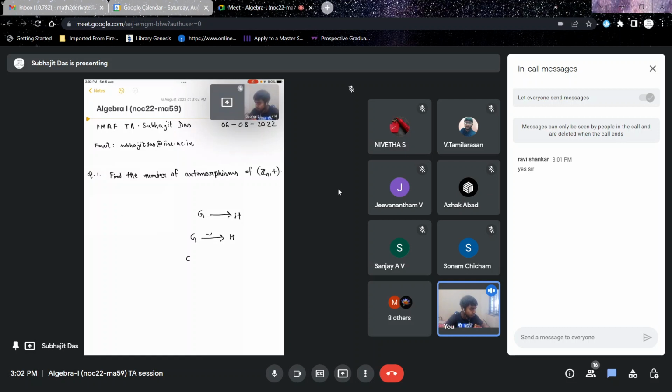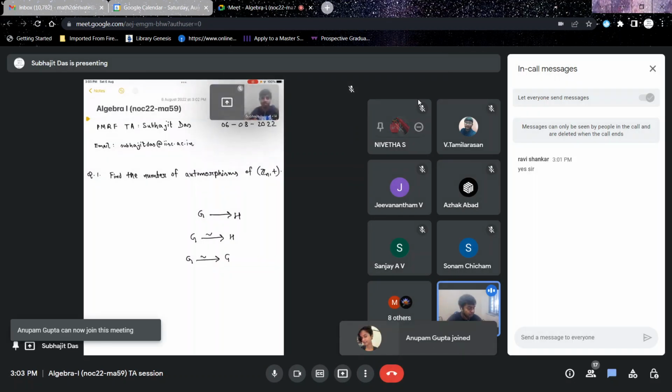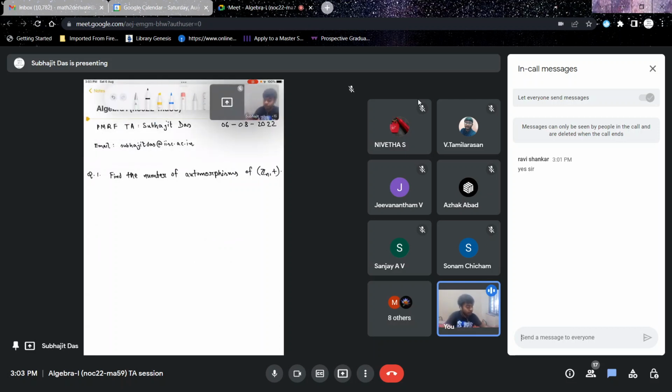So if G is a group, then an automorphism of G is just an isomorphism of G onto itself. It's as simple as that. This is what an automorphism of a group is. So you are asked to find the number of automorphisms of Zn under addition.